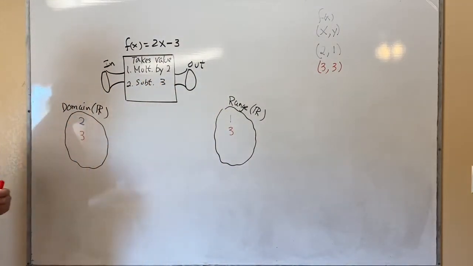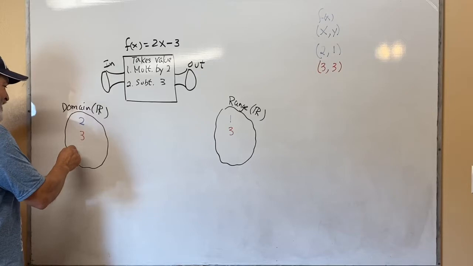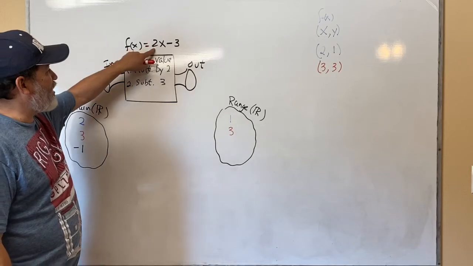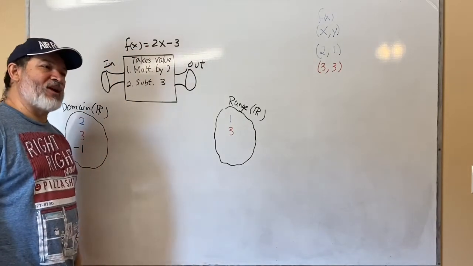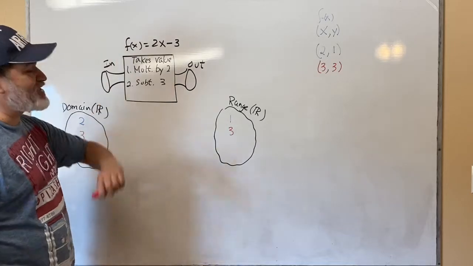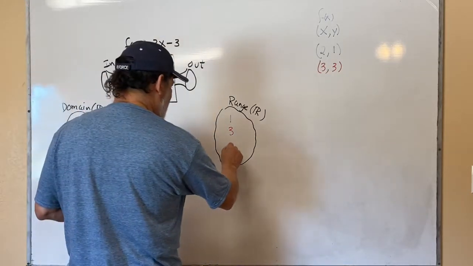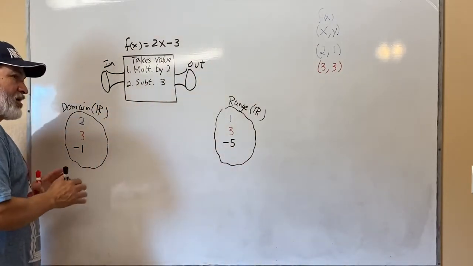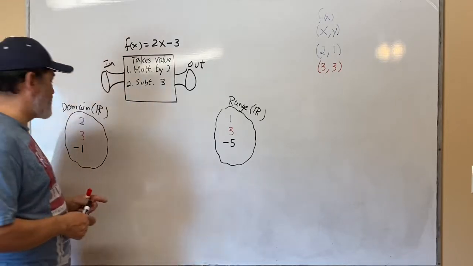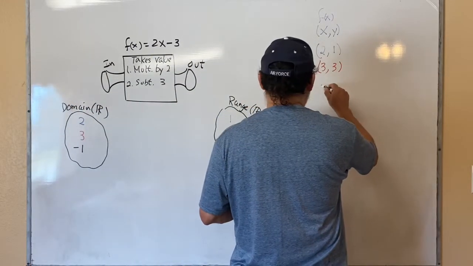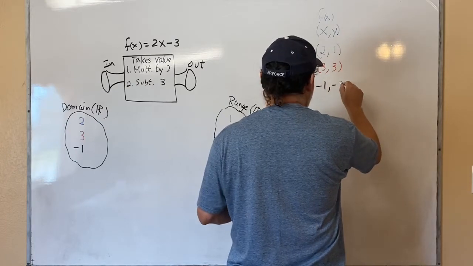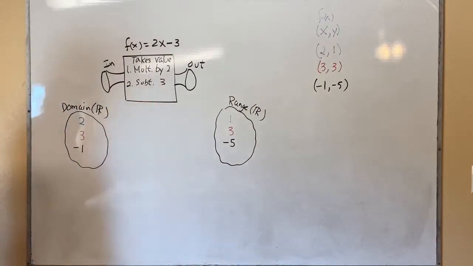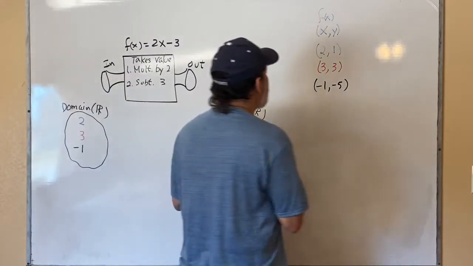Let's send in another one. Let's send in negative 1. Negative 1 goes in. Negative 1 gets multiplied by 2. Negative 1 times 2 is negative 2, minus 3 is negative 5. A negative 5 comes out. And an ordered pair for this function is (negative 1, negative 5). So these are ordered pairs for the function f of x.